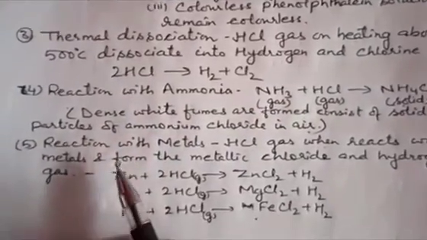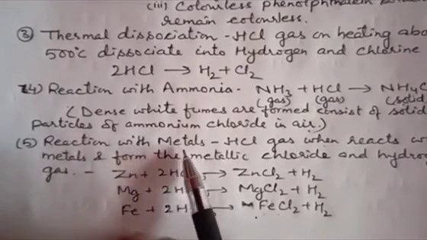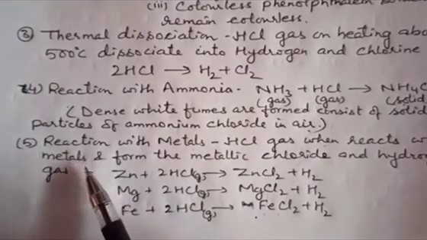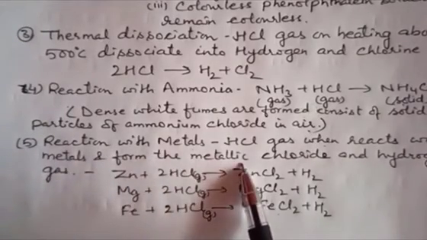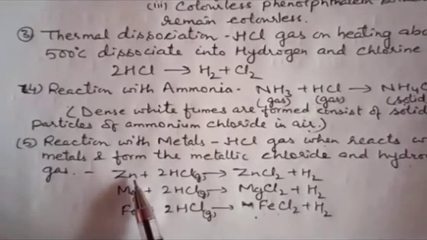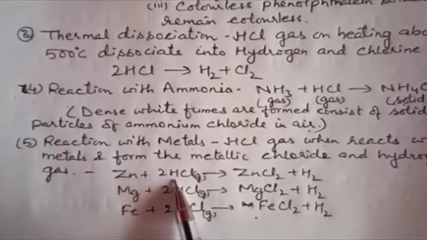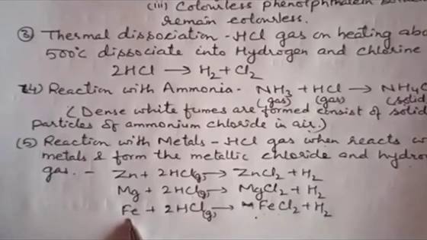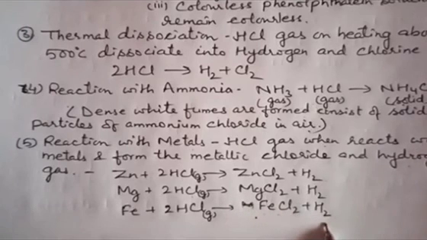And next is the reaction of hydrogen chloride gas with metals. Hydrogen chloride gas reacts with some metals and forms metallic chloride and hydrogen gas. For example, zinc, when it reacts with hydrogen chloride gas, gives zinc chloride and hydrogen gas. Iron, when it reacts with hydrogen chloride gas, gives iron 2 chloride. Just remember, it will form iron 2 chloride, not iron 3 chloride. It gives iron 2 chloride and hydrogen gas.